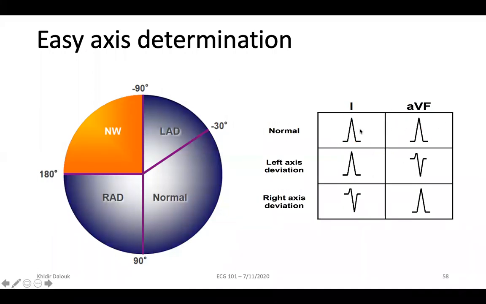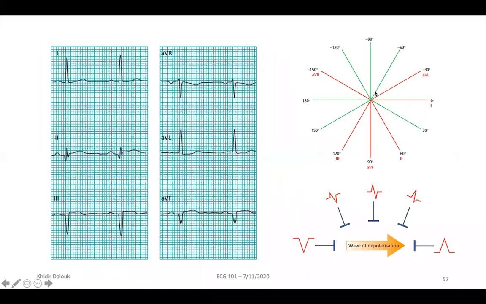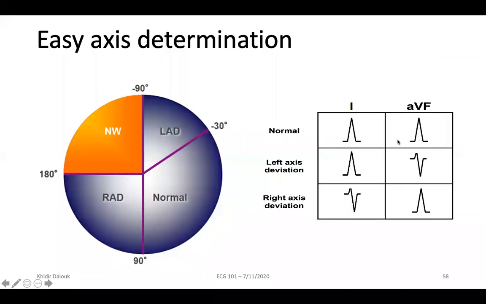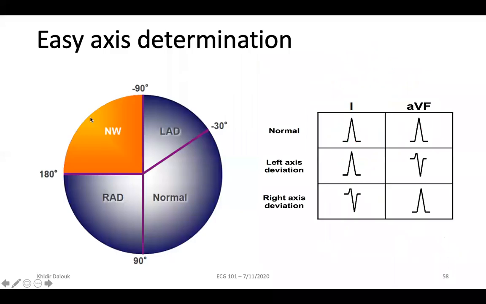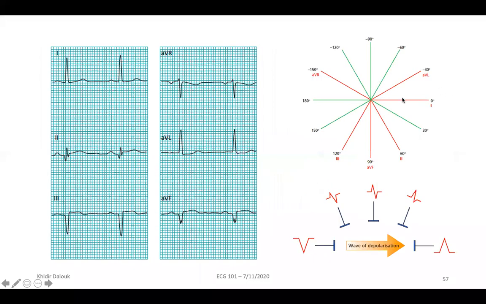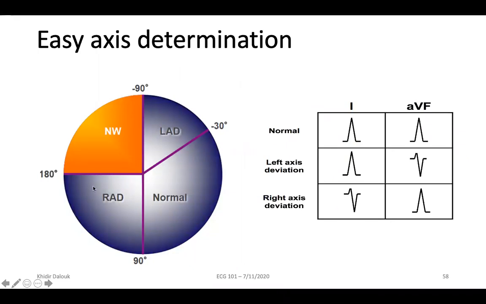So that's why we choose 1 and AVF as our leads to pick. If your axis is normal, both of them will be positive, right? Because you're going towards AVF, you're going towards lead 1, you're still going to be in normal axis. If AVF is negative, you're going away from it, and this is where your left axis is, as you see here on this part of the pie. If your activation wavefront is going through this direction, you're going to be negative in AVF. If lead 1 is negative, that means that the activation wavefront is not going towards lead 1, it's going away from it. And as you see here, that means that the wavefront is going towards the right side.